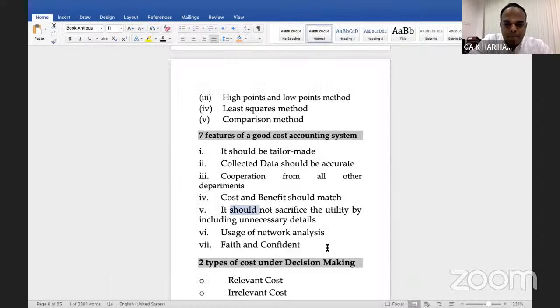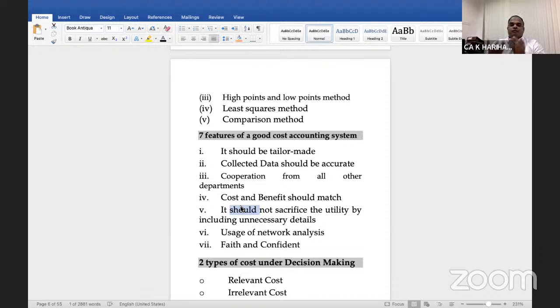Okay, first point is one. I'm dictating slowly, so you can write also. First one: it should be tailor-made. Second, collected data should be accurate. Whatever data we have collected, prompt and accurate data should be there. Then cooperation between all the departments. If I'm going to install, all the departments have to cooperate, then only it is a good cost accounting system.